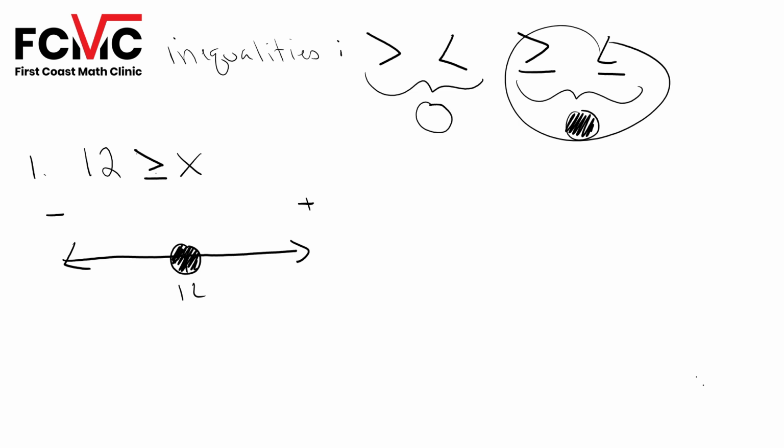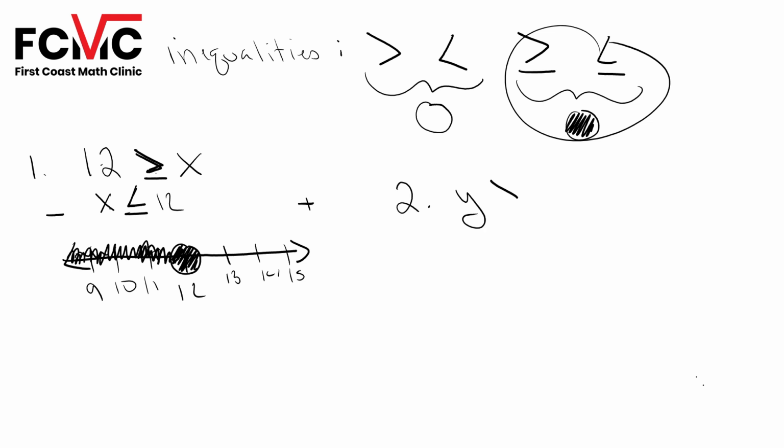And if 12 is greater than or equal to x, well, our greater values are to the right, so this is 13, 14, 15, lesser values to the left, 11, 10, 9. If 12 is greater than or equal to x, then x has to be less than 12. Right? Another way we could write this is x is less than or equal to 12. So the mouth of the inequality is still open to the 12. So we're going to shade our values to the left. And this is our graph for 12 is greater than or equal to x, or x is less than or equal to 12.